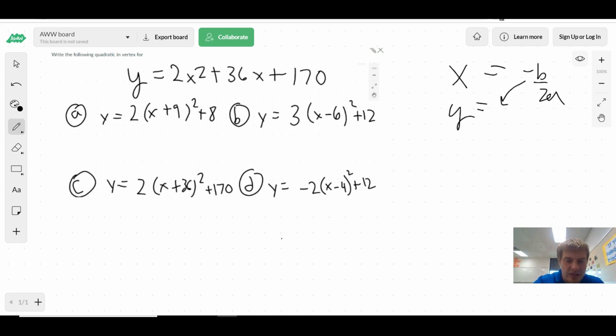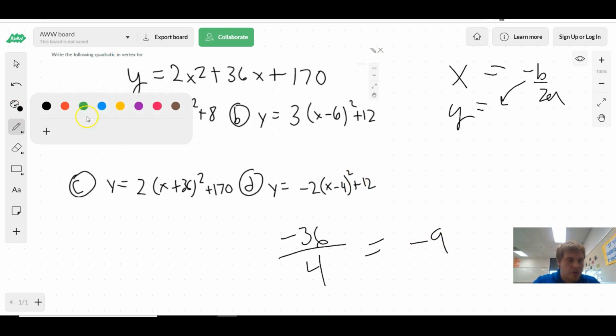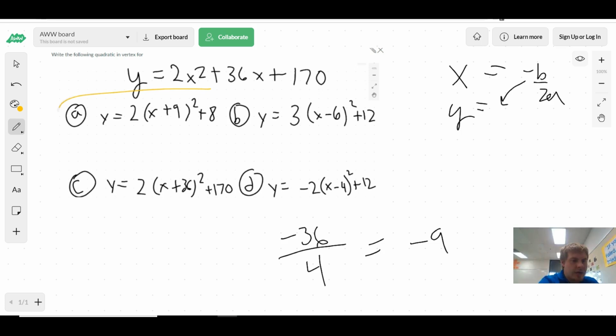So negative b in this case would be negative 36 over 2a. Well, 2a would become 4, because 2 times 2 is 4. That would give you negative 9. Then we're going to use that negative 9 and plug it into our equation here. So when you do that, well, there's only one answer that would work, which would be this one. And you might go, why is it positive 9? Well, it's positive 9 because it's always opposite inside here. But if you did plug this in, you should get positive 8 as your y value. Let's try the next problem.